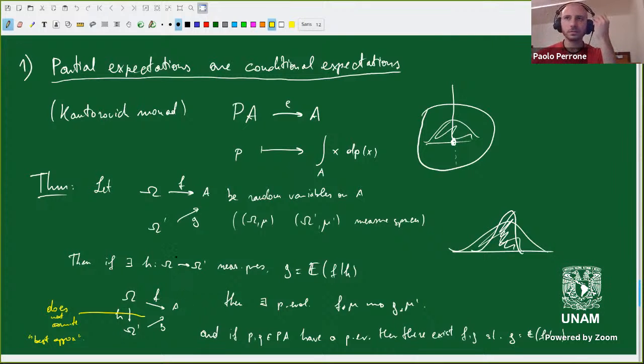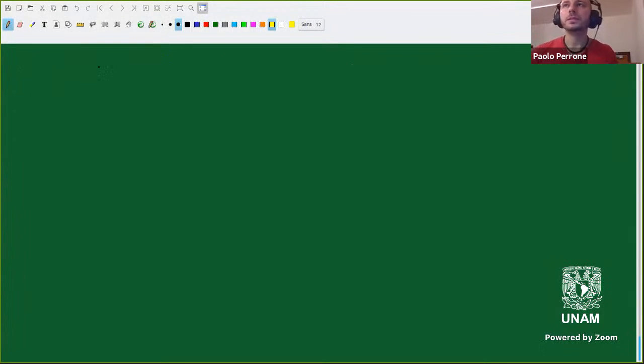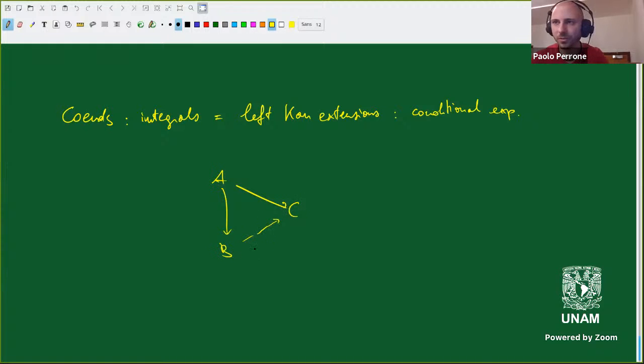So, in some sense, coends are to integrals as left-hand extensions are to conditional expectation. So things like this that do not necessarily commute. You try to make this commute as much as you can. It doesn't. What's the best you can do?